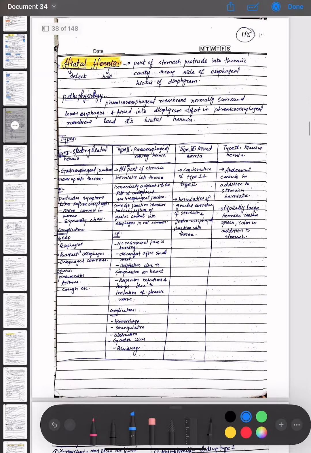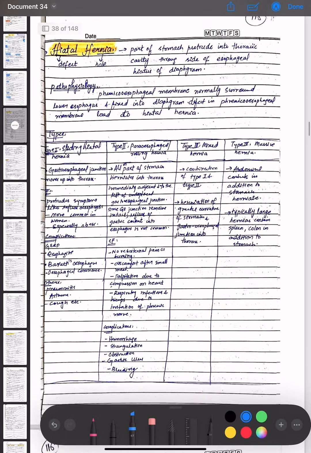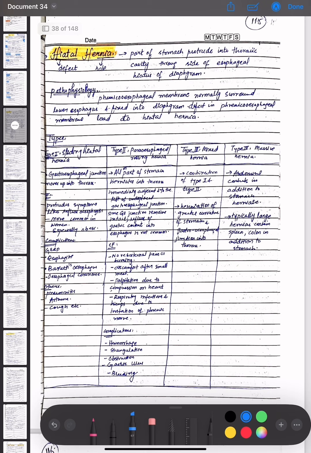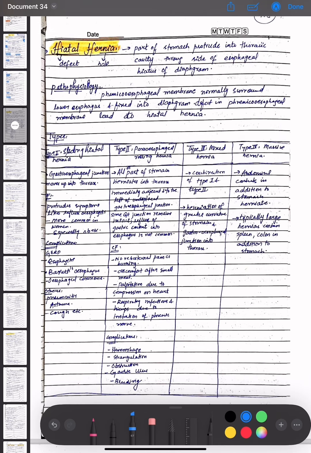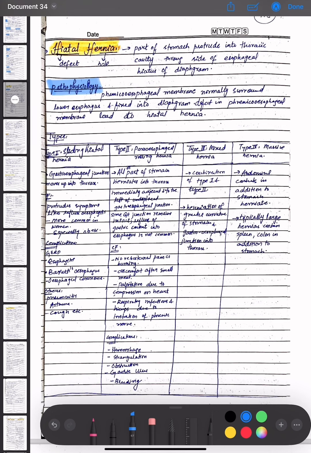Now coming towards the hiatal hernia, hiatal is defect and hernia is hole, so part of the stomach protrudes into the thoracic cavity through the esophageal hiatus of the diaphragm. The pathophysiology is that the phrenoesophageal membrane normally surrounds the lower esophagus and is fixed to the diaphragm. Defect in the phrenoesophageal membrane leads to hiatal hernia. What are the types? We have type 1 sliding hiatal hernia, type 2 paraesophageal rolling hernia, type 3 mixed hernia, and type 4 is massive hernia.